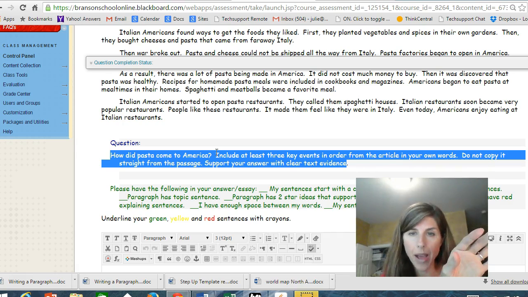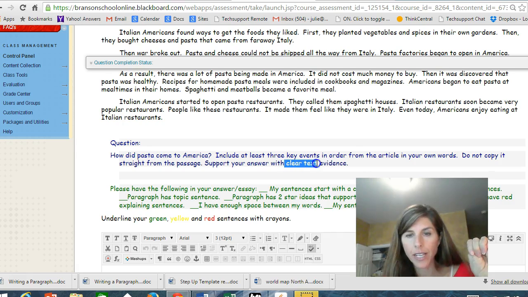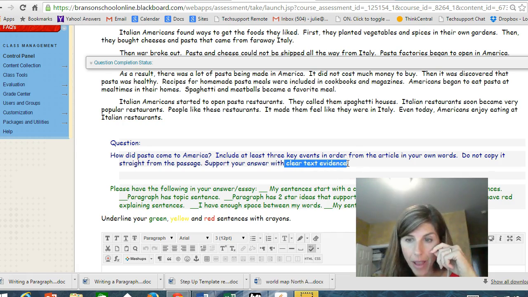So you'll go back to the passage and find 3 key events that show how pasta came to America, and support your answer with clear text evidence. So remember, clear text evidence is using your magnifying glass, looking through the passage to answer that prompt, to answer that question. So it's not 3 key events that you think of for how pasta came to America. It's from exactly what you read.